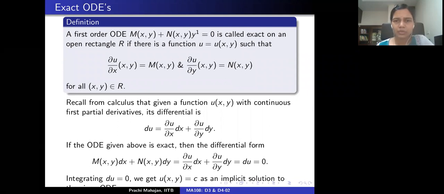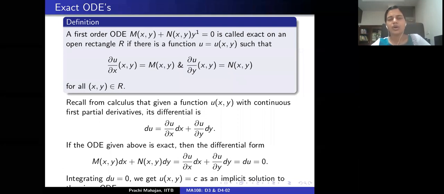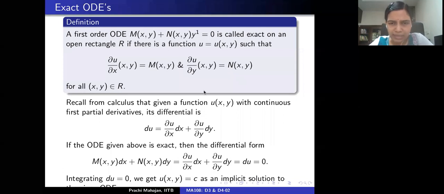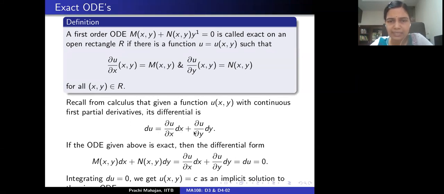Now, the first thing that you note here is that I'm going to assume that the partial derivatives of u with respect to x and y are both continuous. Now, if that happens, then what is going to happen? I'm going to consider this. The differential of u, du, is by definition the partial derivative of u with respect to x dx plus the partial derivative of u with respect to y dy, right?